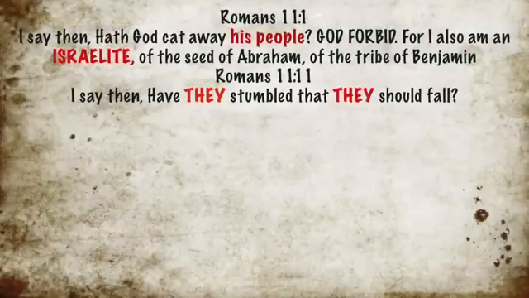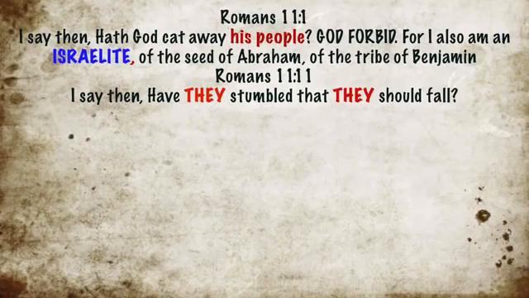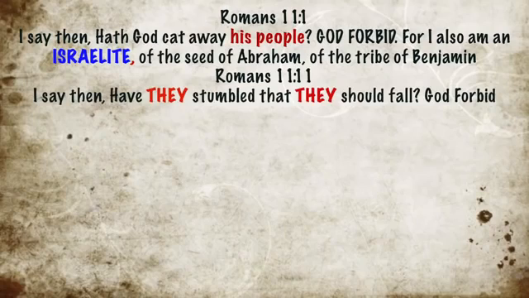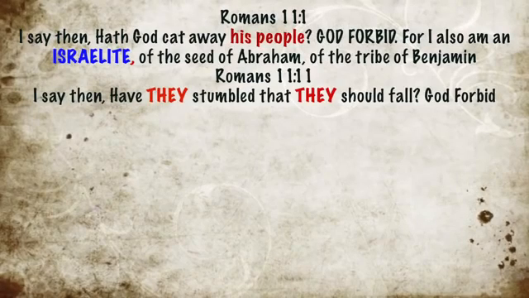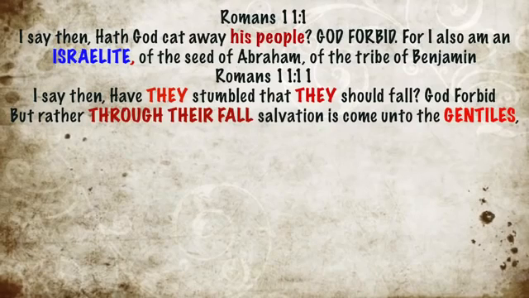Romans 11 verse 11. I say then, have they stumbled that they should fall? Who's the they? Context, verse 1. The Israelites, all 12 tribes of Israel. Have they, meaning the Israelites, stumbled that they should fall? God forbid. That means no. The Israelites didn't stumble so bad that they would fall and not be able to get back up. That's what Paul's saying. But rather through their fall, salvation is come unto the Gentiles.